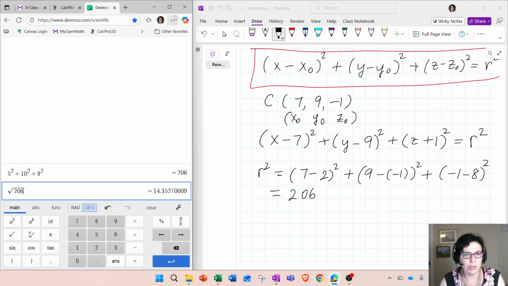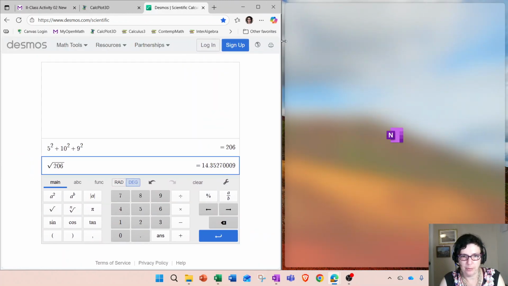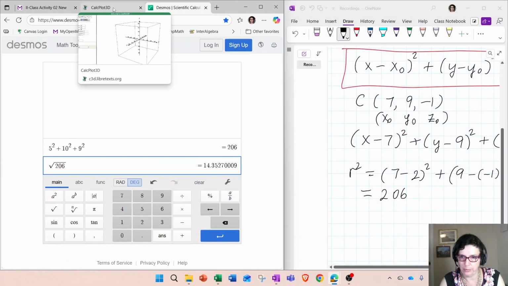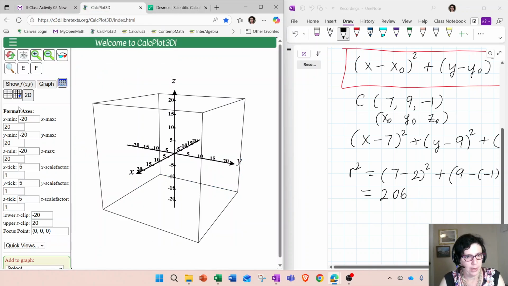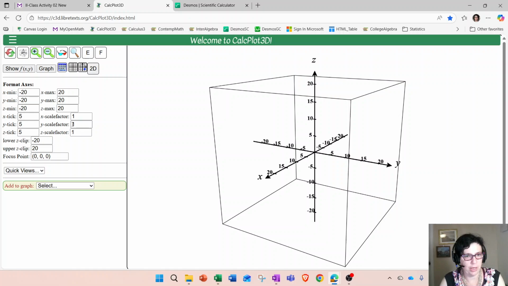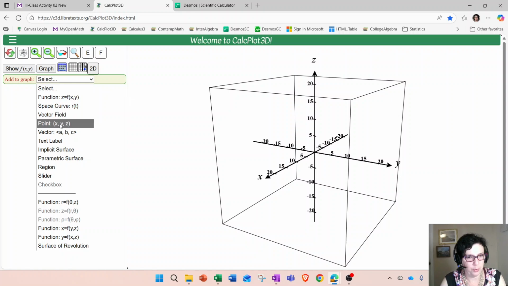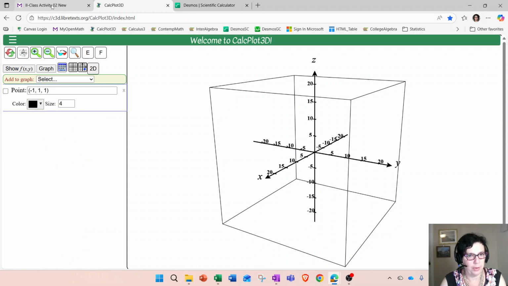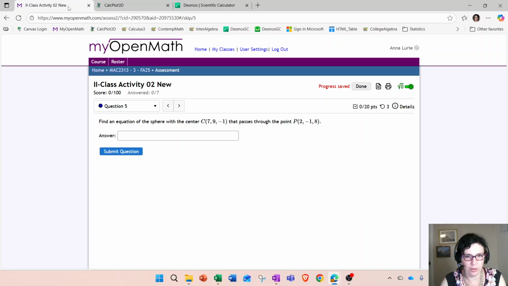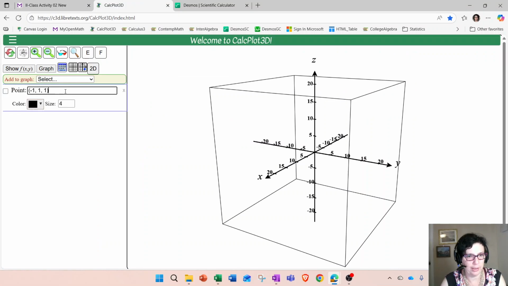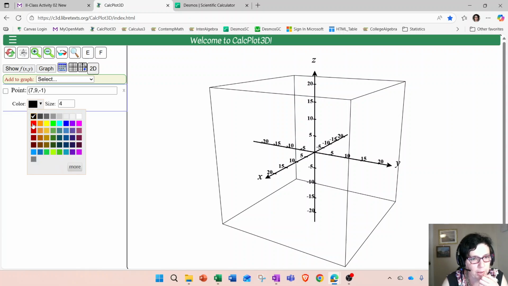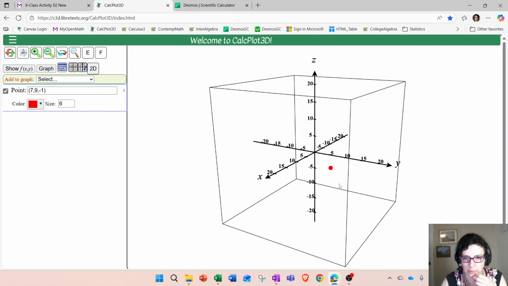So if I wanted to visualize this thing, I'm not sure that that's going to really work, but I can try. Okay, so what I want to do is add a point to this graph. So let me see if I can add a point. The coordinates of the point are going to be 7, 9, -1. That's going to be the center, right? I just want to add the center, and let's make it maybe red so we can see it, and make it really large.